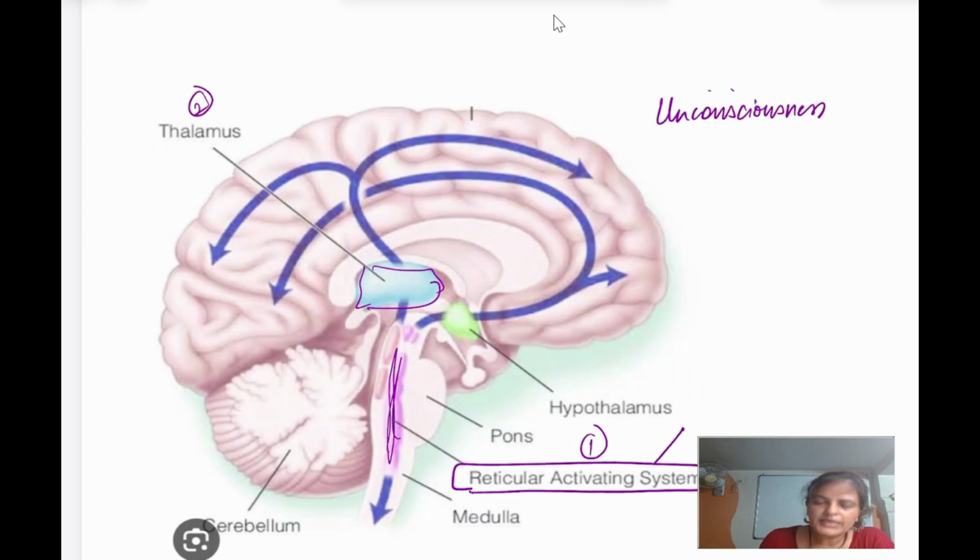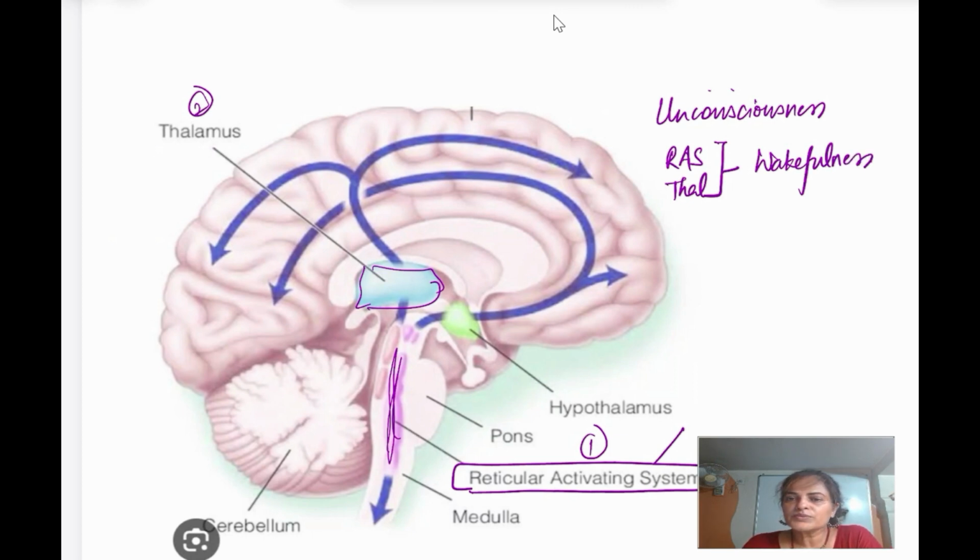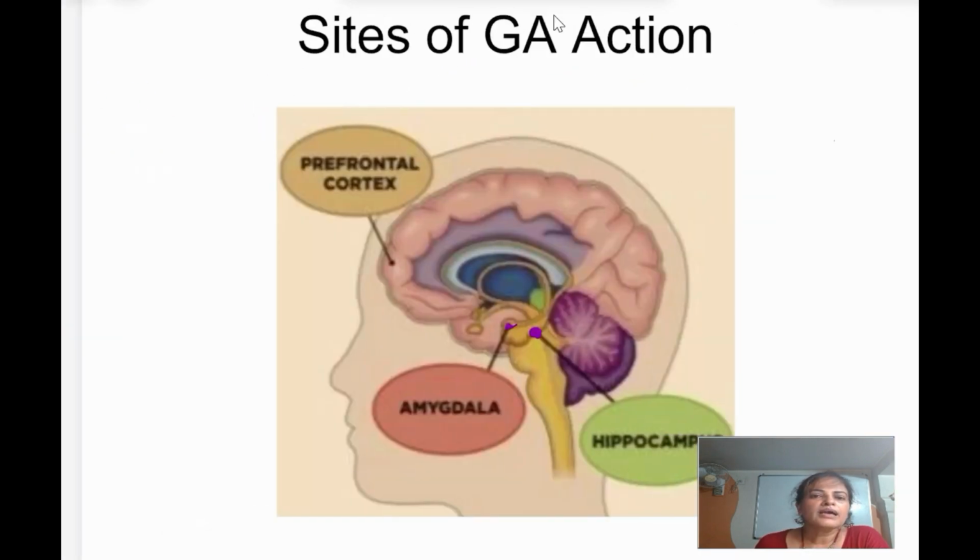Unconsciousness, because these sites, ये जो आपका दोनों है RAS and thalamus, they are involved in maintaining wakefulness. So once the GA or general anesthetic acts on these two sites, what will happen? It is going to produce the unconsciousness, or there will be loss of consciousness. Now coming to the second one, amnesia. Amnesia results by action of this general anesthetic at these three sites. Past में amygdala, then this is a hippocampus and a prefrontal cortex. So all this action of general anesthetic on these sites leads to amnesia.